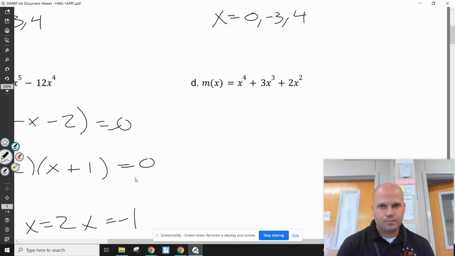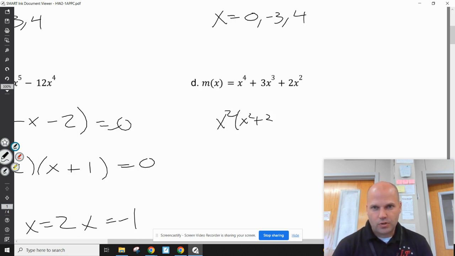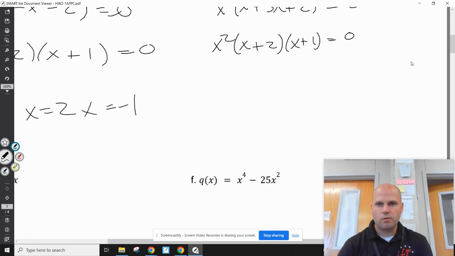Okay, next one. They all share an x squared. I got x squared plus 3x plus 2. Two numbers that multiply to get 2 and add to get 3. Those numbers are 0, negative 1, and negative 2.